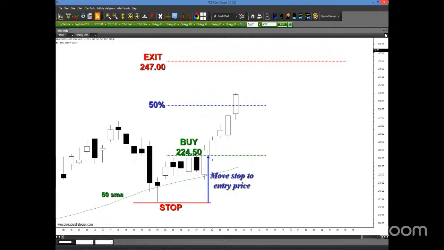Now it's what we call playing with the house money. You have nothing to lose. If all of a sudden, price turns around and starts to come lower, well, you don't sit there and go, wow, I had a profit last week.